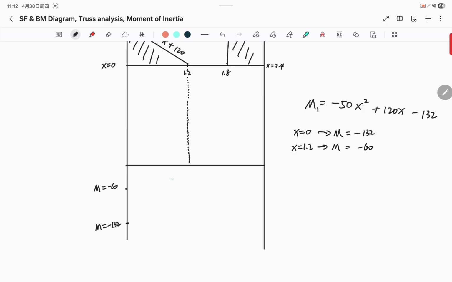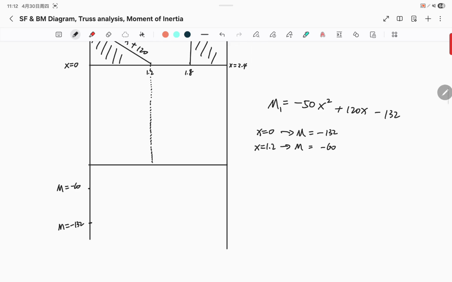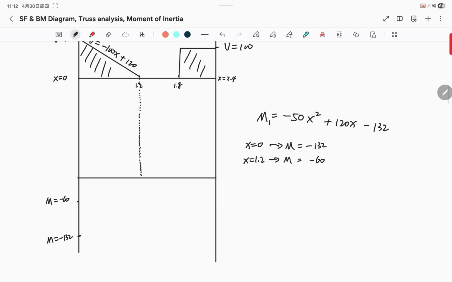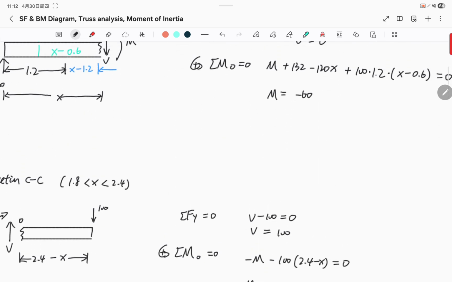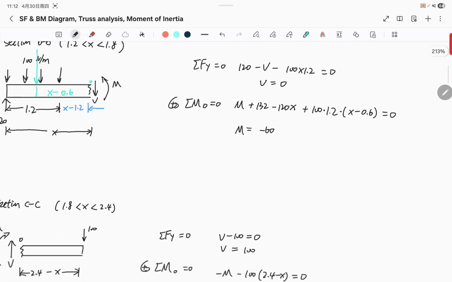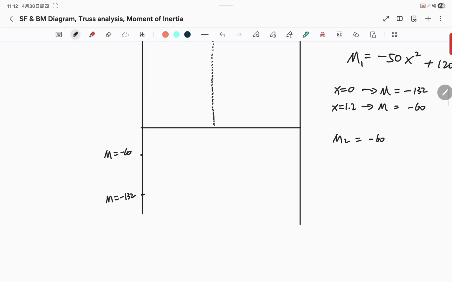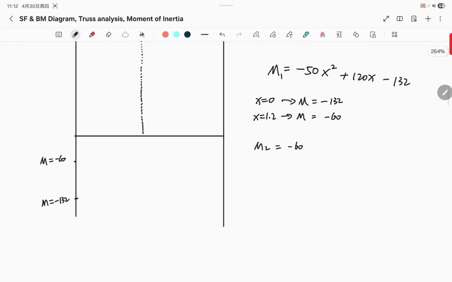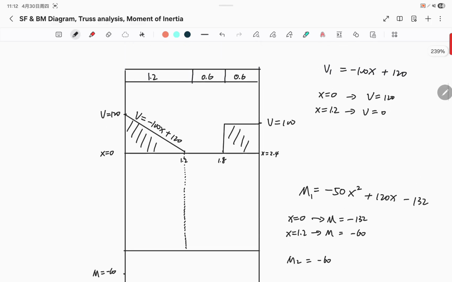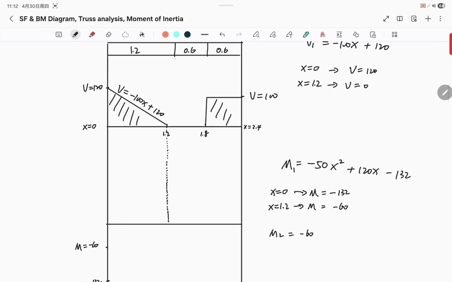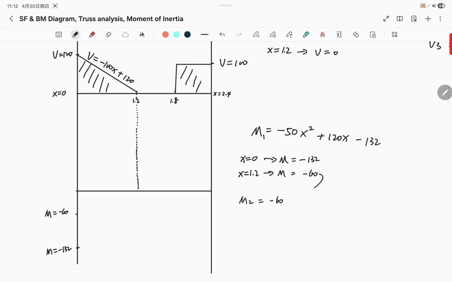So it's gonna look like something like that. And then we're gonna see what M2 looks like. M2, section BB, is -60, a constant number, so it stays there. You see that when M for section AA reaches its end, 1.2 meters, it is the same as the next M. Same thing for V.